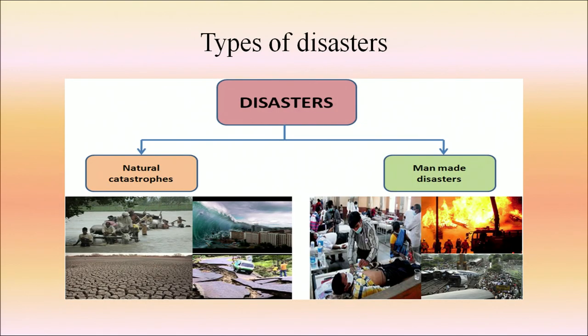Now come to the types of disaster. Disasters can be of two types: natural disasters and man-made disasters. Natural disasters include flood, drought, cyclone, earthquake, tsunami, cloudburst and fire. Rail, road and air accidents are included in the category of man-made disasters. Now we will take the first natural disaster, that is flood.